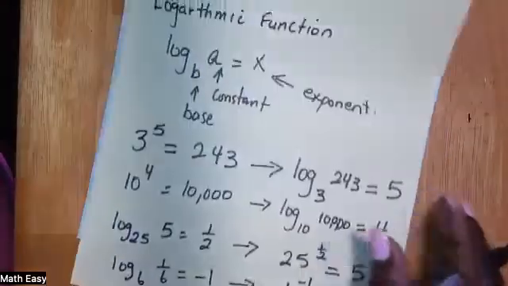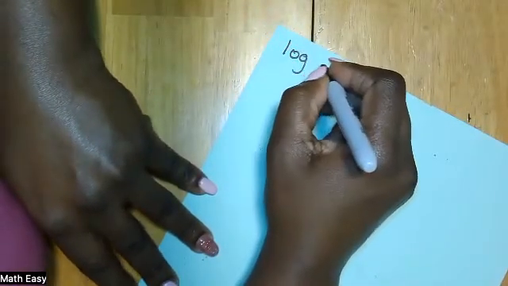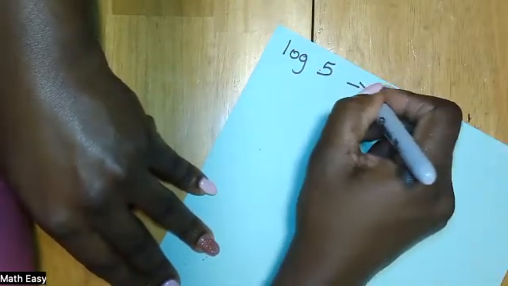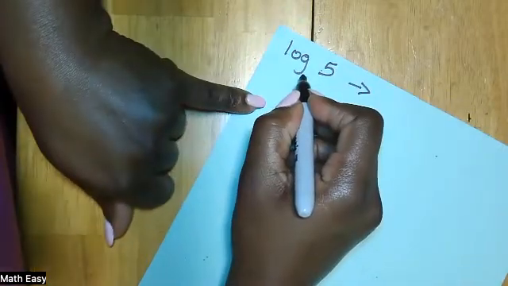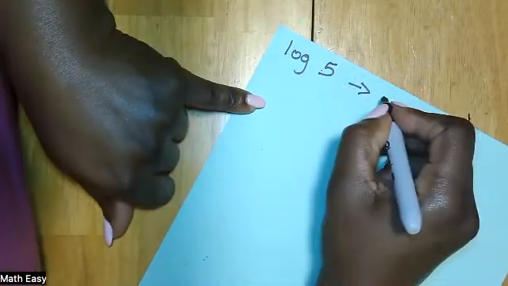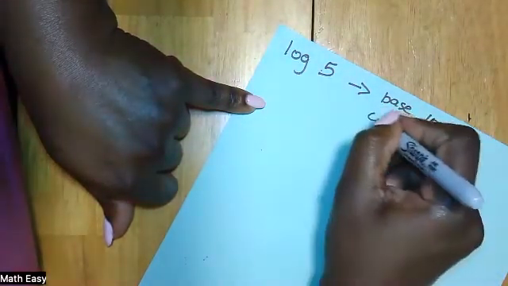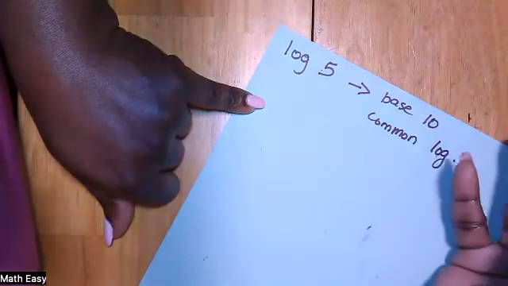What else do you need to know? Well, we have a log, let's say, of 5. What is my base? Well, when there isn't any number written as a base, then our base will be 10. This is known as the common log. So we infer that our base is 10.